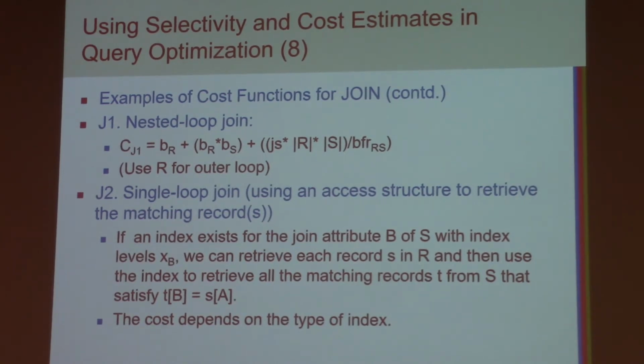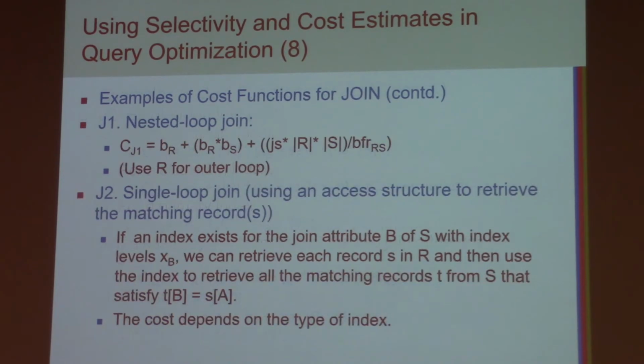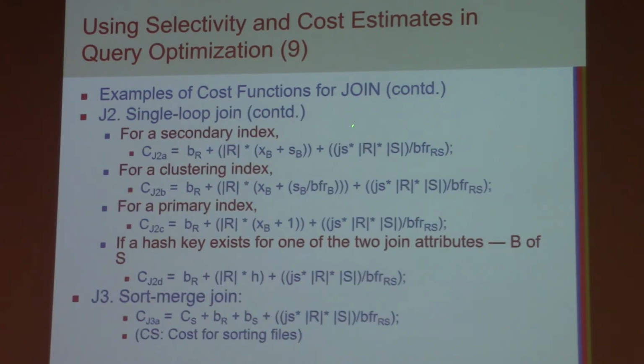Same thing for the single loop, but for the single loop we can use the index, not brute force. Depending on the types of index, it can vary. So it's always the same: you need to read the left-hand side, the driving table, B over I. Then there is an indexing cost to read the driven table. Let me explain later. And this one is the same as the join factor: the join factor times I times S divided by block.